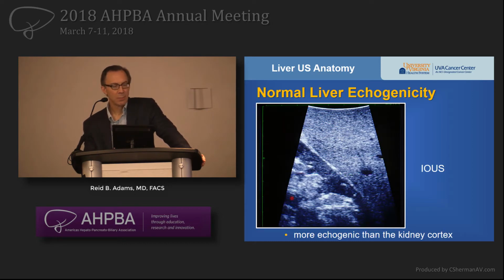So this is an example here of the liver, the right kidney here, and you can see the cortex, and the liver has more echogenicity than the adjacent cortex, and this is an intraoperative ultrasound image.